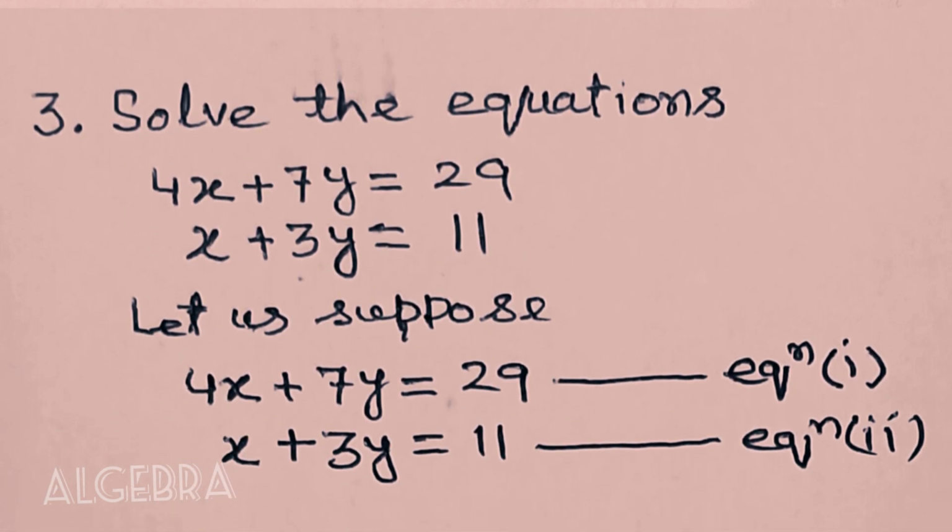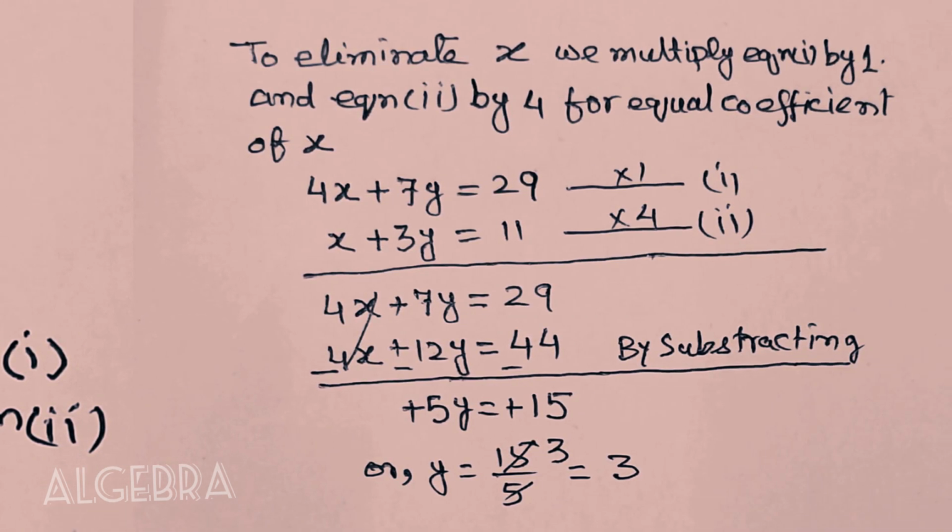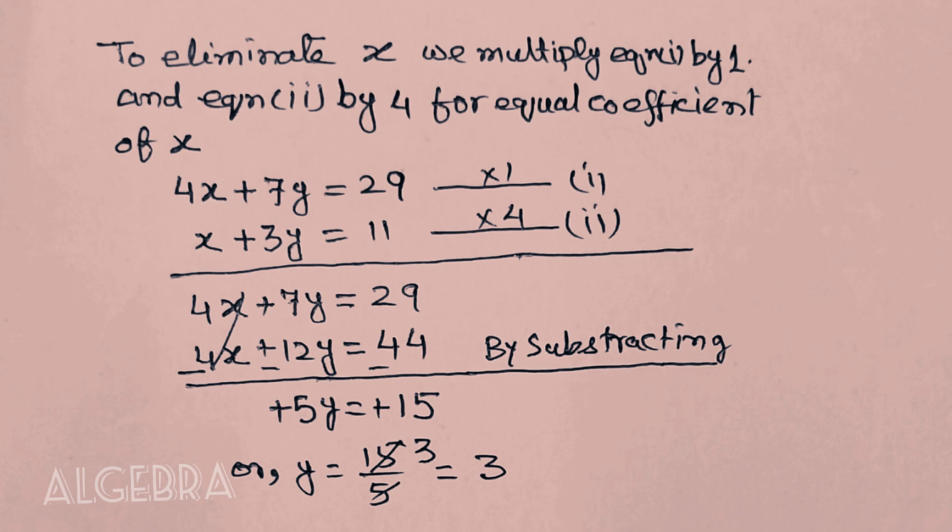3. Solve the equations. 4x + 7y = 29, and x + 3y = 11. Let us suppose 4x + 7y = 29, equation 1, and x + 3y = 11, equation 2. To eliminate x, we multiply equation 1 by 1 and equation 2 by 4 for equal coefficient of x. 4x + 7y = 29 multiplied by 1, and x + 3y = 11 multiplied by 4. So 4x + 7y = 29, and 4x + 12y = 44.